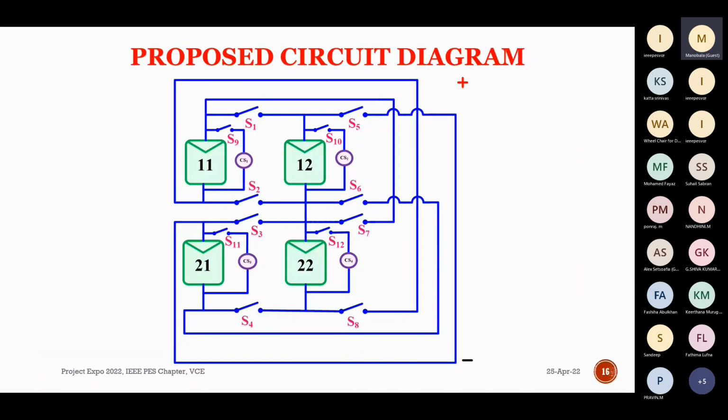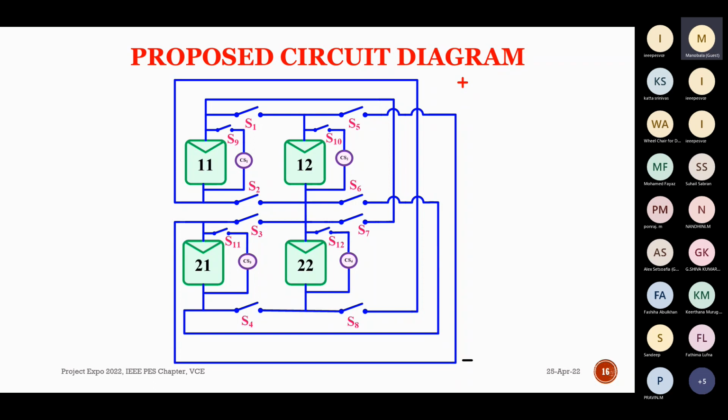The proposed circuit diagram. 12 relays are connected in the 2x2 array configuration. 4 relays are used; we have used solid state relays. Solid state relays are used to short circuit the current sensor, and 8 relays are used to reconfigure the system.